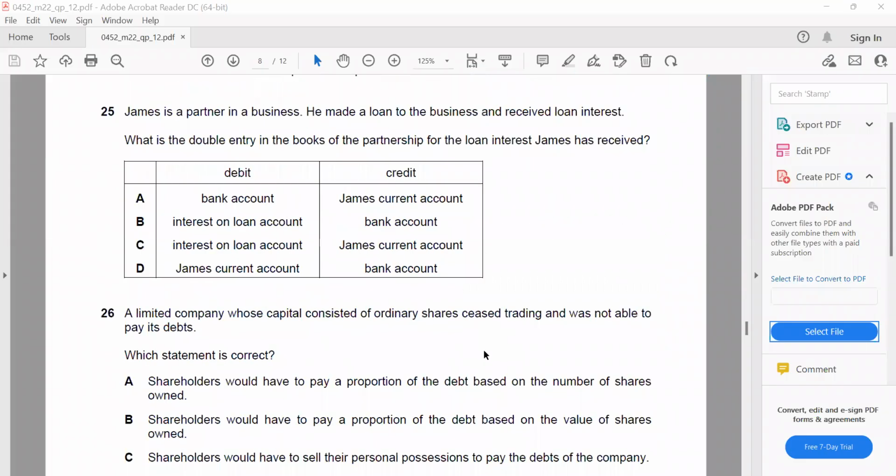Okay, question 25. James is a partner. He makes a loan to the business and receives the loan interest. What is the double entry in the books for the loan interest James received? The double entry will be debit interest on loan and credit, because we didn't pay. If we didn't pay, then we go to the current account. If we pay, then you go through the bank to pay it. So the answer should be C. Okay, 25, let me see.